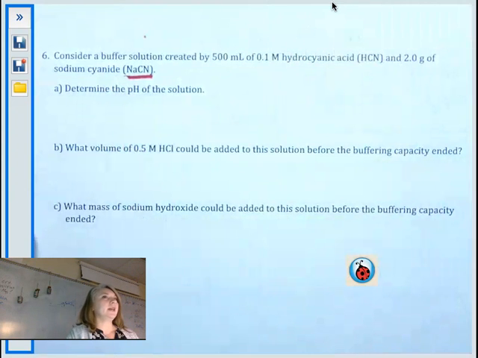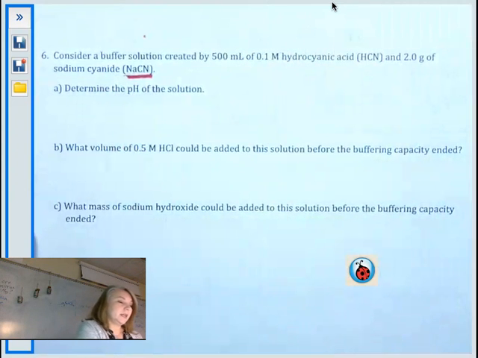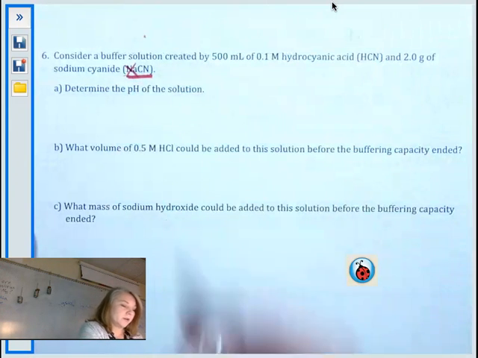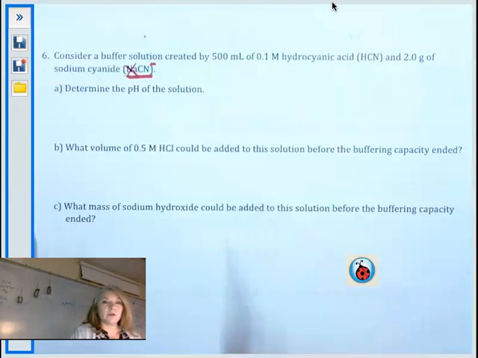Which piece do we really care about in that sodium? CN. So when you see that, mark out the spectator. You don't care about that spectator. Go ahead and put your charge on your anion. And then we're making a buffer out of this solution. So we've got 500 milliliters of a 0.1 molar hydrocyanic acid solution.